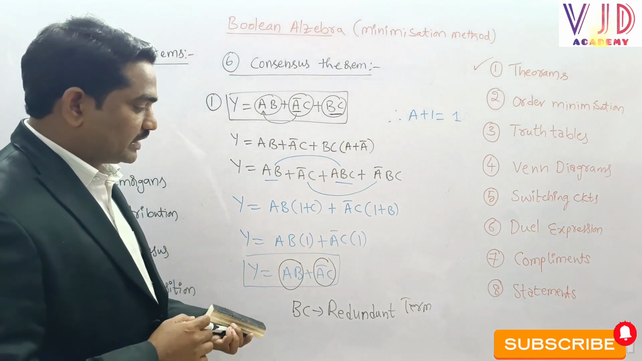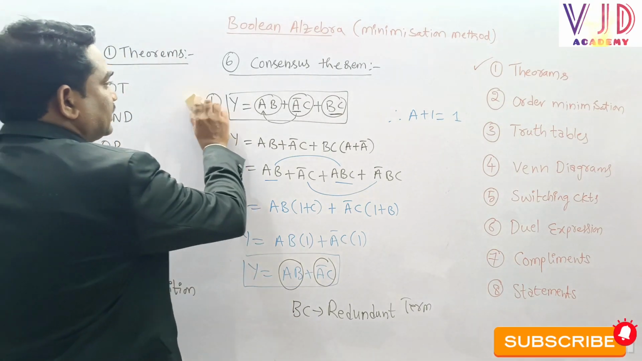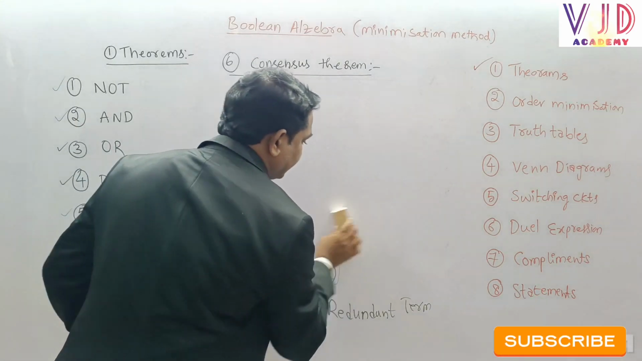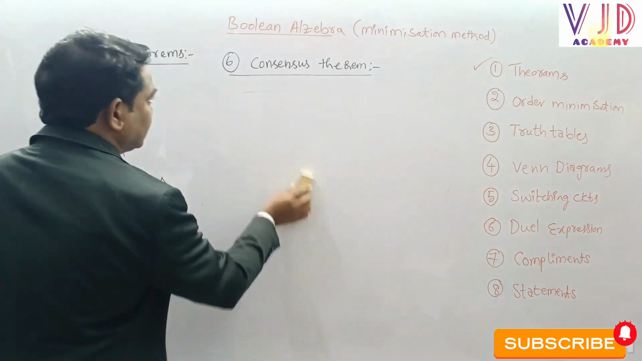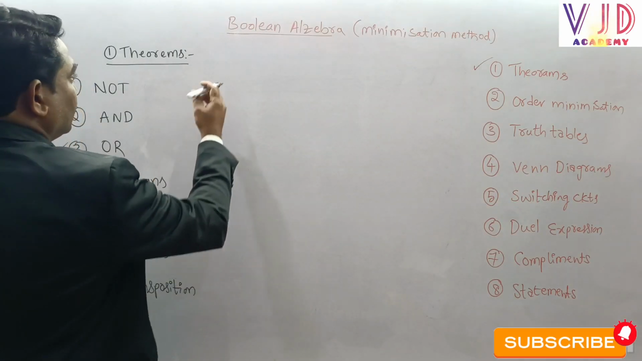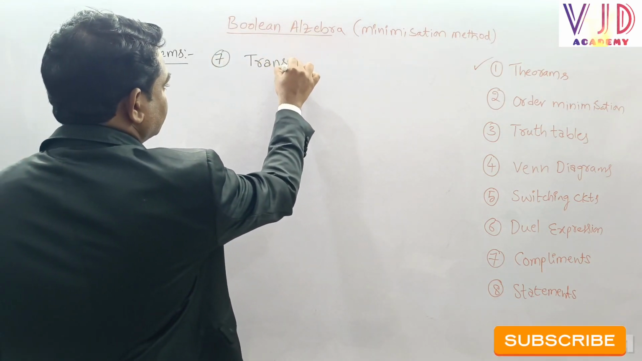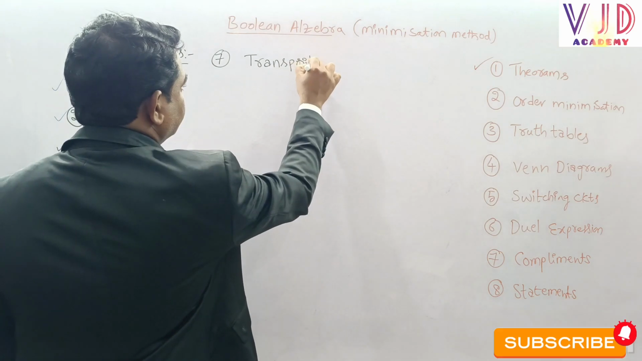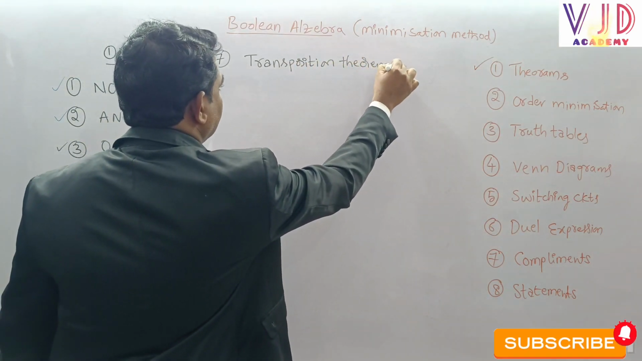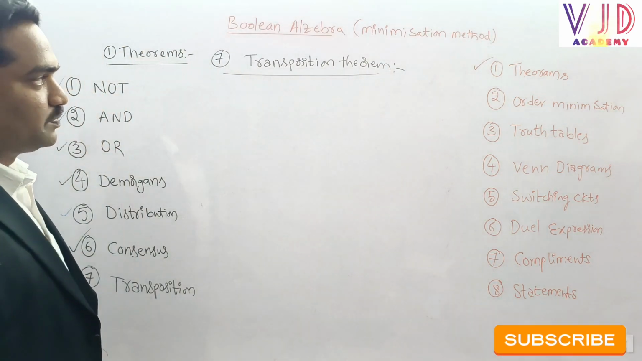Now let us try to understand the last theorem, the transposition theorem. Here, sir, the transposition theorem is also very easy to remember and very easy to understand. Let us take the 7th theorem, the transposition theorem. Sir, what is the transposition theorem and how do we understand it?